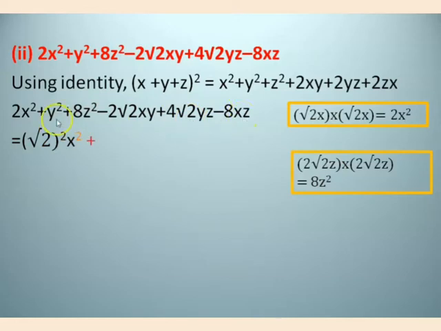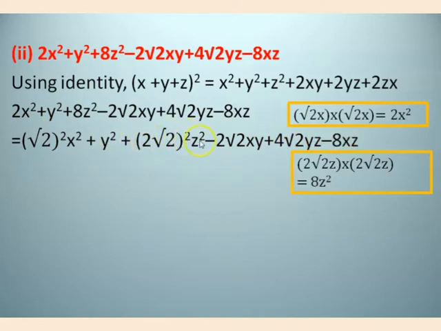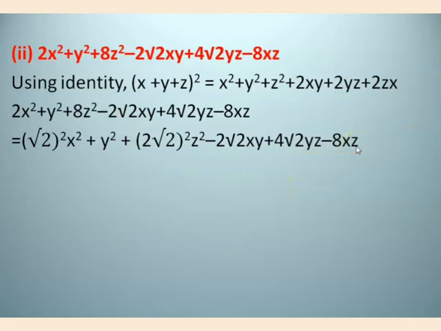So this expression can be written as root 2 the whole squared x squared plus y squared plus 2 root 2 the whole squared z squared minus 2 root 2 xy plus 4 root 2 yz minus 8xz. Now this expression can be written as root 2x the whole squared, and y squared can be written as y the whole squared, 2 root 2z the whole squared.